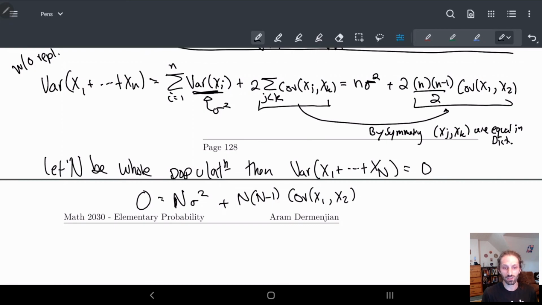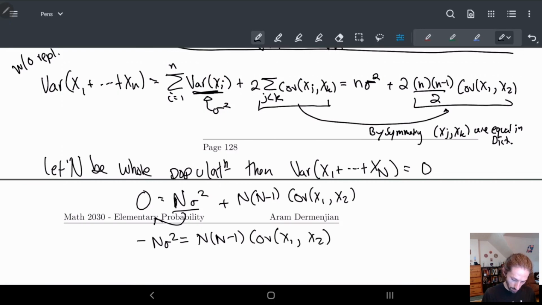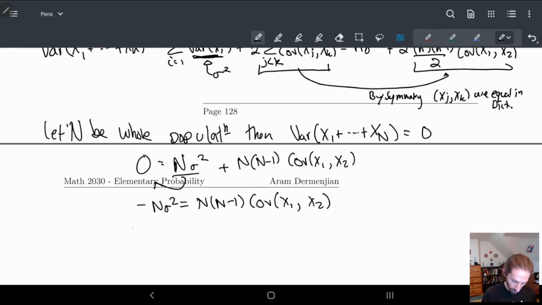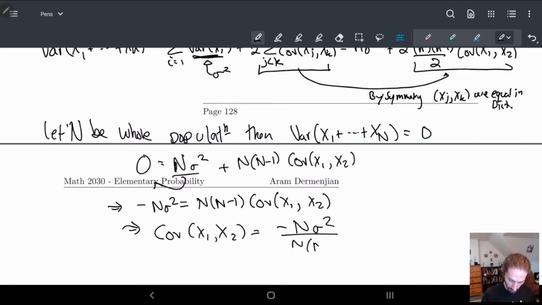Well, now we can actually solve for this covariance of x1, x2, right? We can just move this to the other side. So we get minus N sigma squared is equal to N times N minus 1 times the covariance of x1, x2. And that implies that the covariance of x1, x2 is equal to minus N sigma squared over N times N minus 1. We can cancel these N's, so we get minus sigma squared over N minus 1.